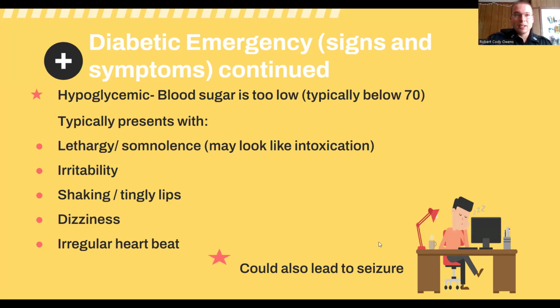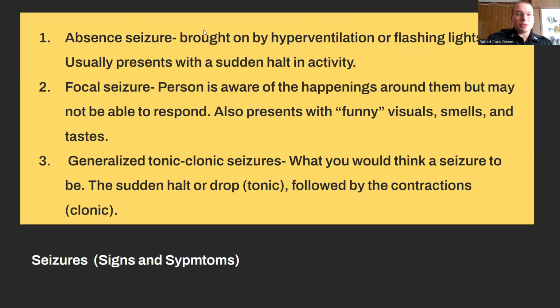All right, so moving on. We're going to go over seizures, signs and symptoms. So there's the absent seizures, brought on by hyperventilation or flashing lights. This could be along with epilepsy and whatnot, or just in seizures in general.